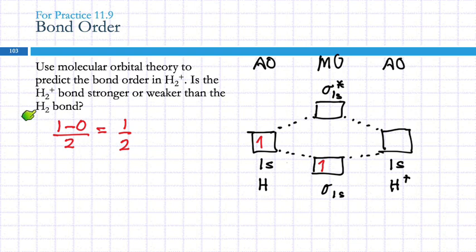Comparing this to H2, H2 had another electron in the bonding orbital. Does that mean it's bonding stronger or weaker? It has more electrons in the bonding orbitals. More electrons in the bonding orbitals would be stronger, right? This H2+ that we're dealing with has fewer electrons in the bonding orbitals, and so we predict that it's weaker than an H2 bond. When we calculated the bond order for H2, it was 1, and here we have a bond order of 1/2.